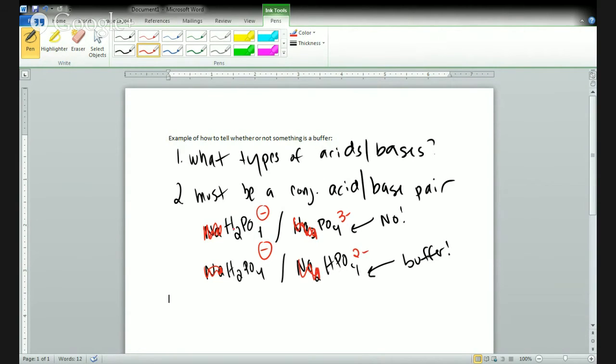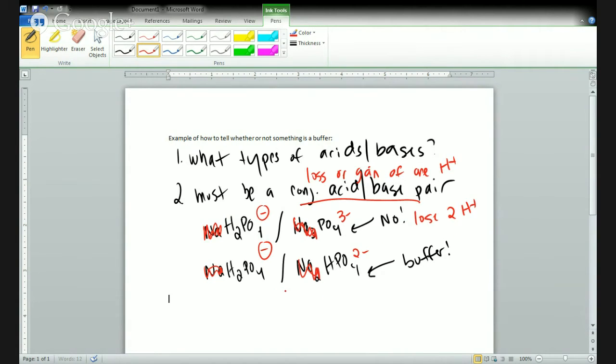The reason this top one would not be a buffer system is that too many H's are removed. In a conjugate acid-base pair, it's the loss or gain of 1 H. So in this top example, to go from H2PO4 minus to PO4 3 minus, I have to lose 2 H's, which is too many for a conjugate acid-base pair.